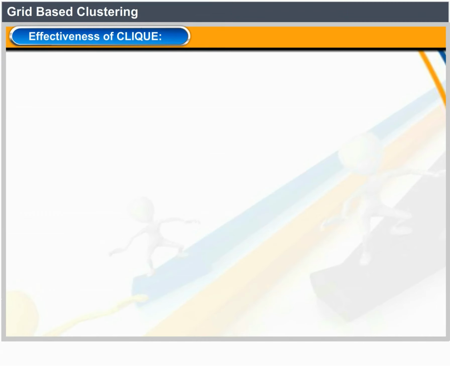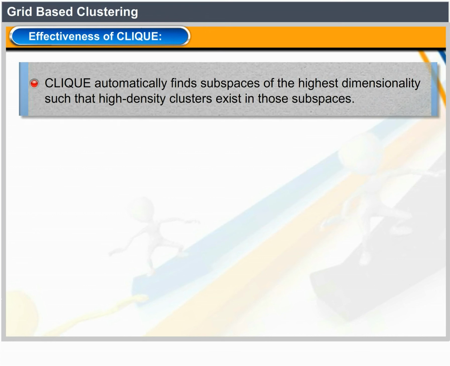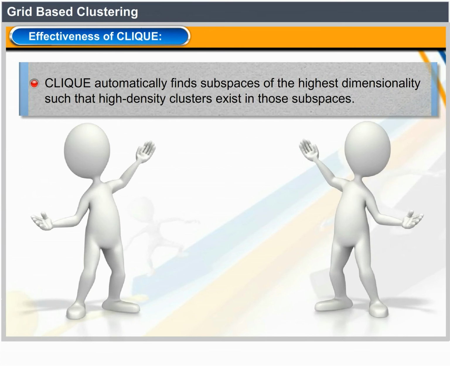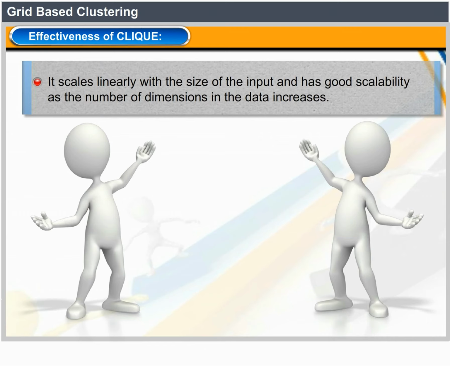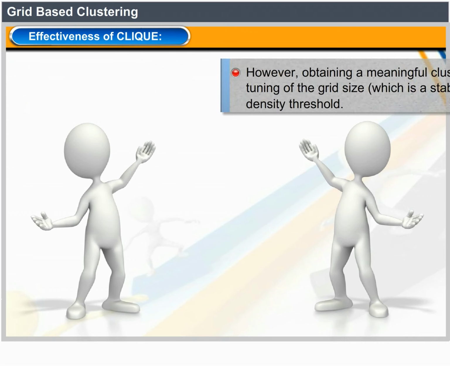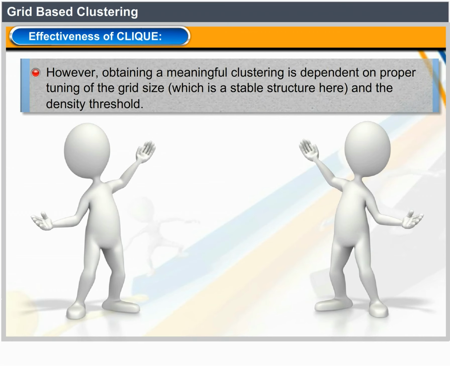Effectiveness of CLIQUE. CLIQUE automatically finds subspaces of the highest dimensionality such that high-density clusters exist in those subspaces. It is insensitive to the order of input objects and does not presume any canonical data distribution. It scales linearly with the size of the input and has good scalability as the number of dimensions in the data is increased. However, obtaining a meaningful clustering is dependent on proper tuning of the grid size, which is a stable structure here, and the density threshold.